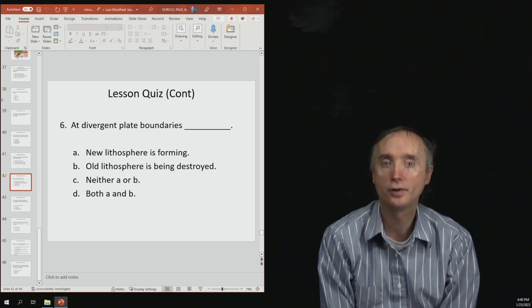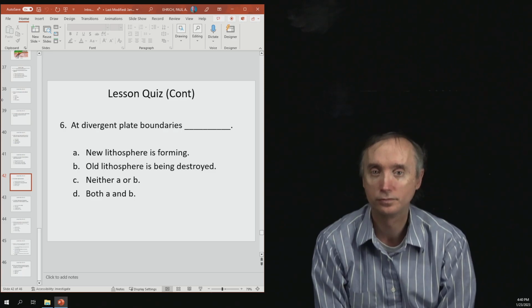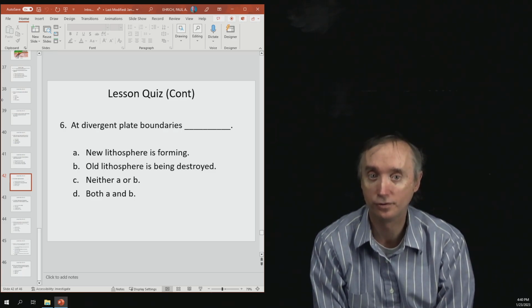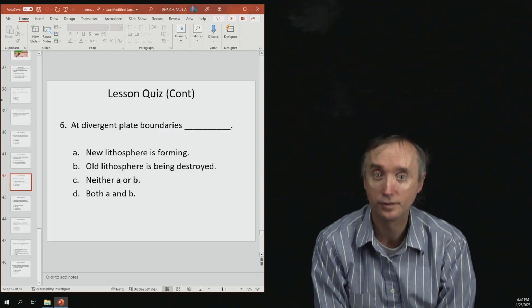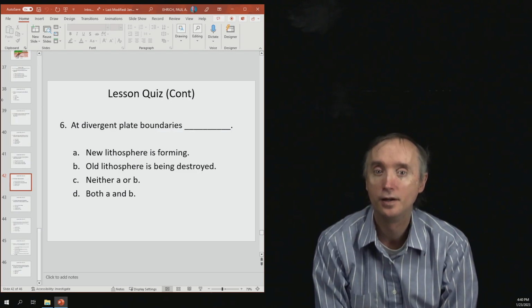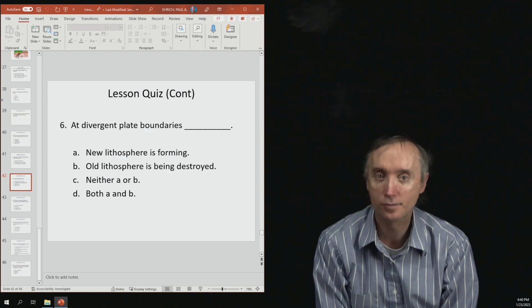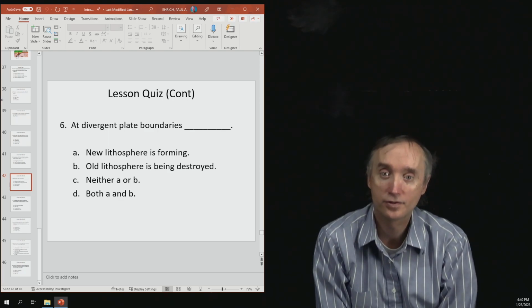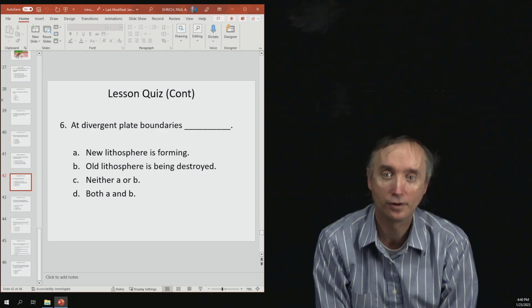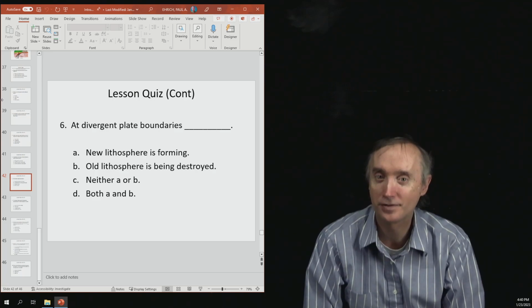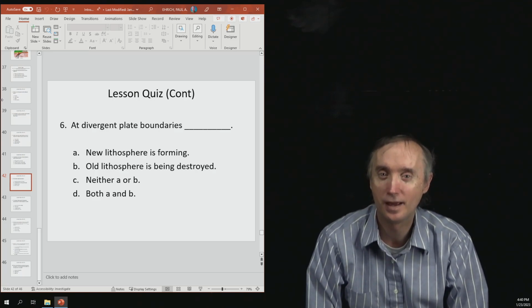At a divergent plate boundary, what happens? Okay, new lithosphere is forming. That's true. New ocean floor is forming. So that is true. Old lithosphere is being destroyed? No. That doesn't happen there. So it can't be neither A or B, and it can't be both A and B. So the answer has got to be A.